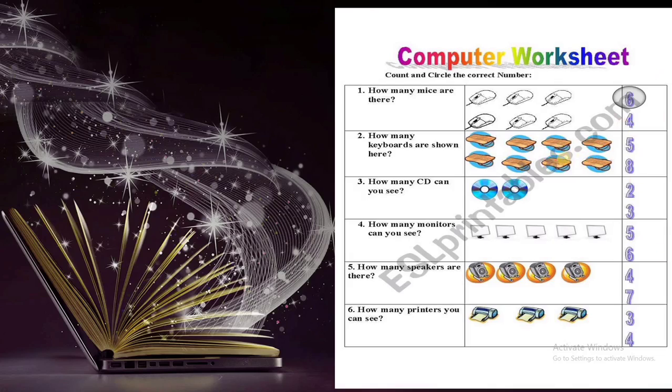So, which is the number 8 from here? This one or this one? Which number is 8? This number. So, we are circling the second number because it is the number 8, right? Because it is the number 8.